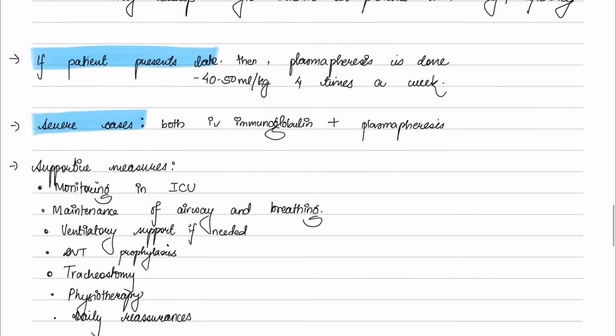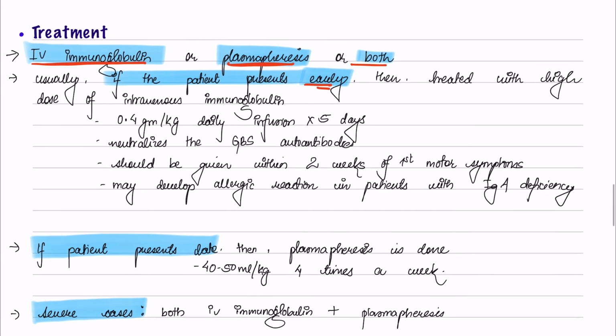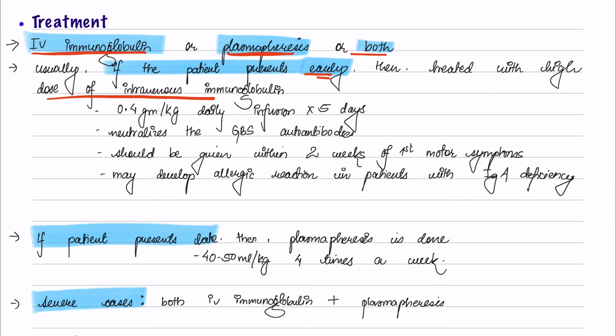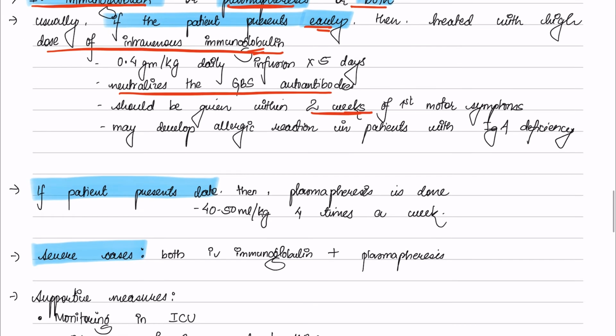Now let's talk about the treatment. The treatment is in the form of IV immunoglobulin or plasmapheresis or both. If the patient presents early, then the treatment is a high dose of intravenous immunoglobulin. The dose is 0.4 gram per kg daily infusion for 5 days, and this immunoglobulin neutralizes the GBS autoantibodies. It should be given within 2 weeks of the first motor symptoms. If the patient has IgA deficiency, it may cause allergic reactions. Hence, the patient should be screened for IgA deficiency.